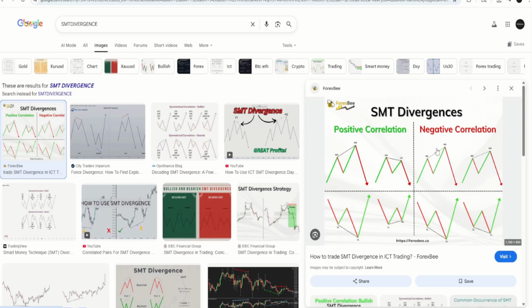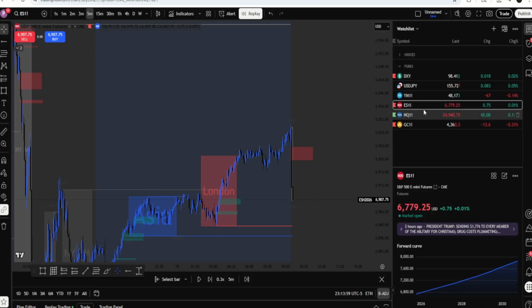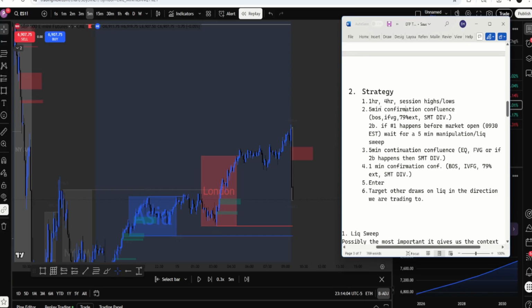If the DAC creates a higher high and ES creates a higher high, we don't have an SMT divergence. Here, we didn't have an SMT divergence, but that's not the only thing you need for the trade to go down. We're not just waiting on that to happen.